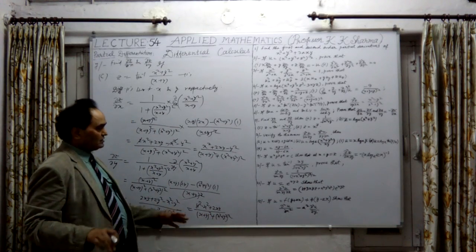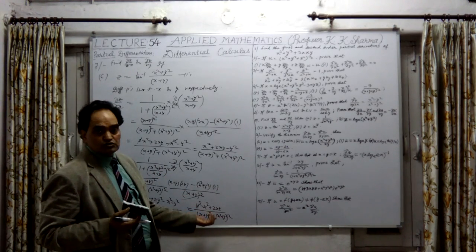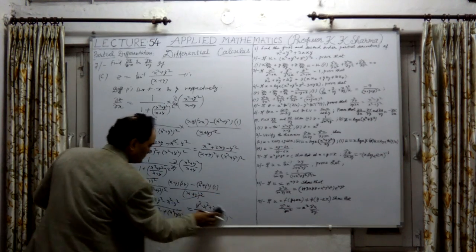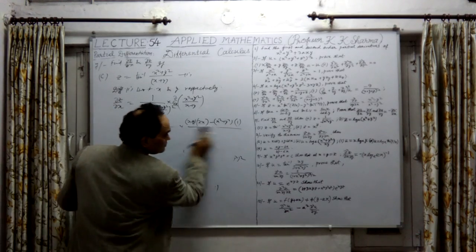This is the answer. There is no further solution of this because it cannot be summarized further. All the terms will be different in the denominator. This is the answer. So this is del z del y of part C.